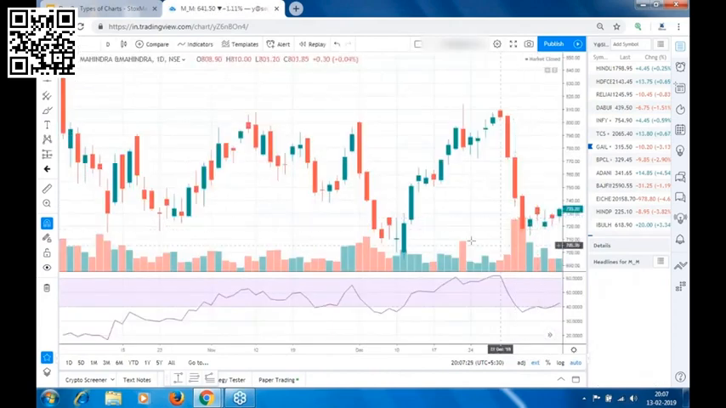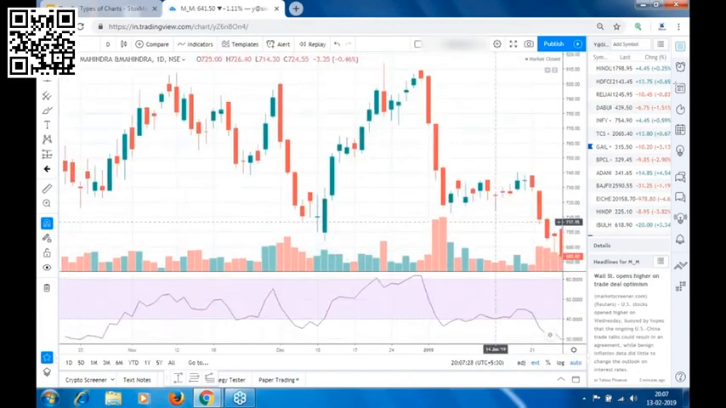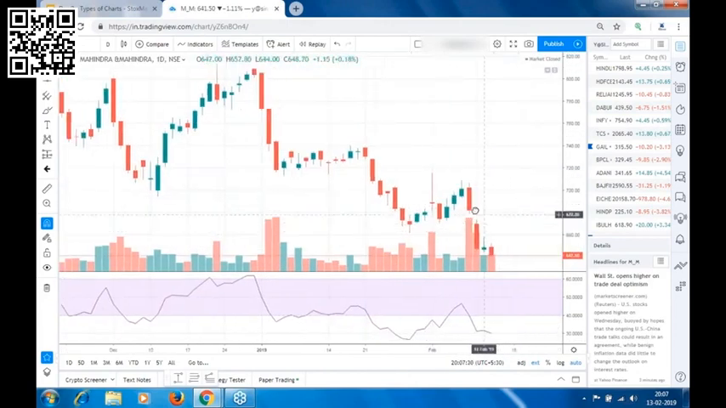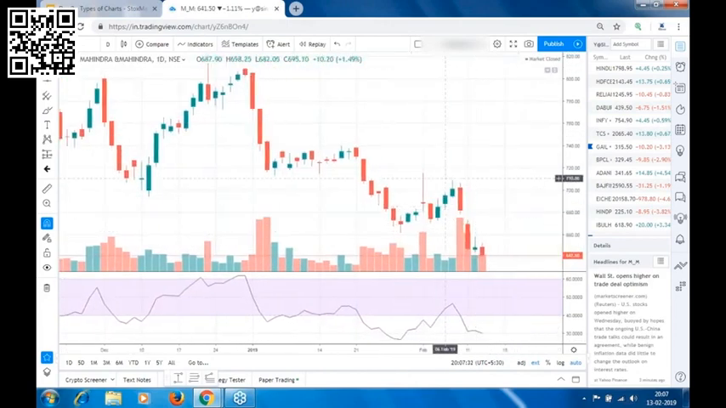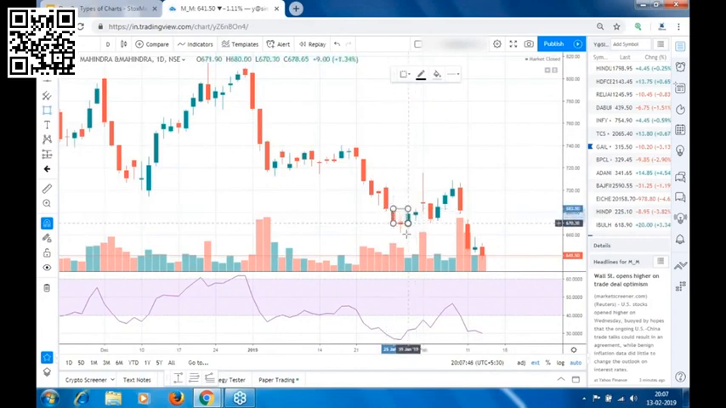Mahindra and Mahindra. See, this is your morning star kind of candle formation. These three candles, just these three candles.